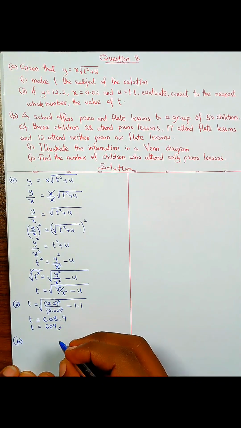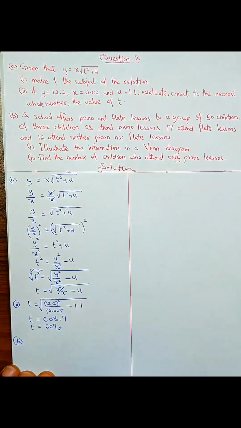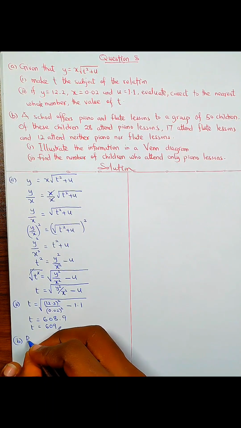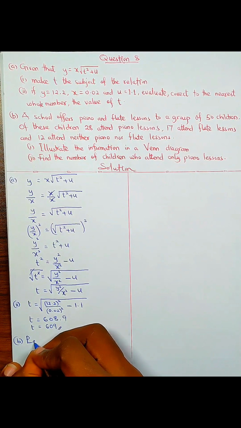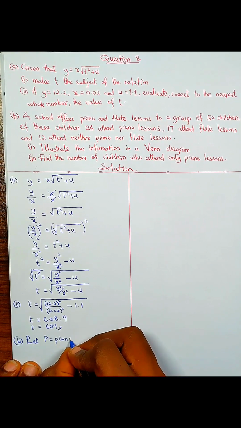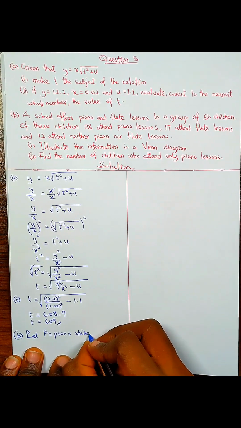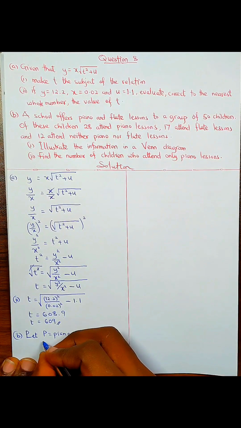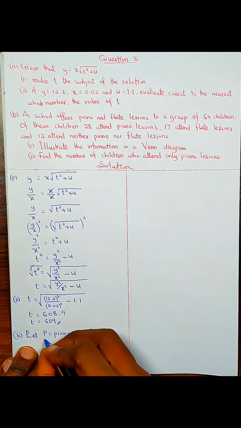So in solving Venn diagram questions, you don't want to be writing piano and flute. So you could just say, let P represent piano. We could also say, let F be what?